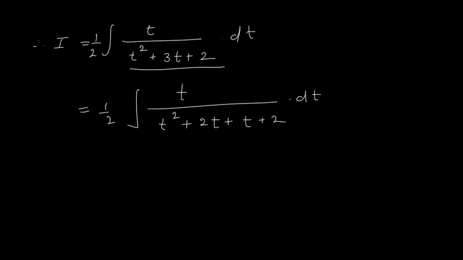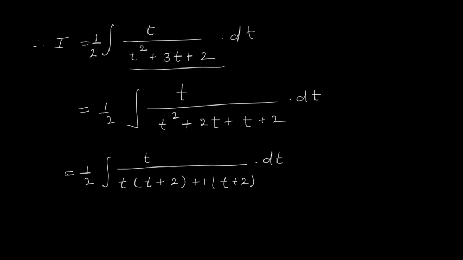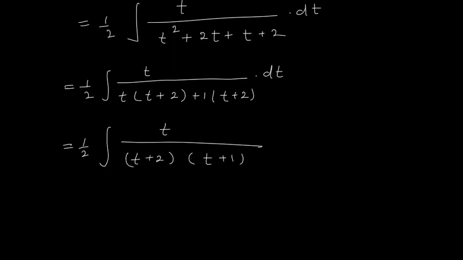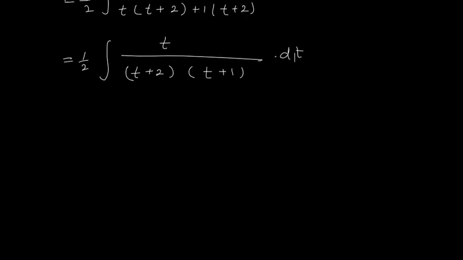Then I will take t common, so this is equal to 1 upon 2, the integration of t upon, here I will take t common, so it is t plus 2 plus 1, this is t plus 2 into dt. So t plus 2 I will take common, so this is 1 upon 2 integration of t upon t plus 2 into t plus 1 into dt. Now from here I can solve this problem using partial fractions.